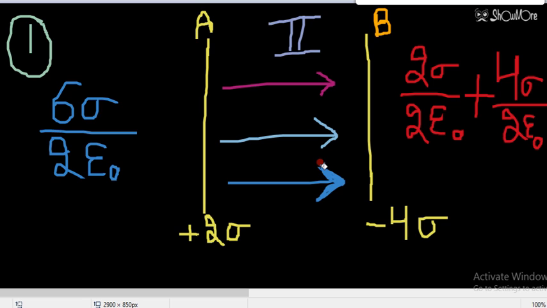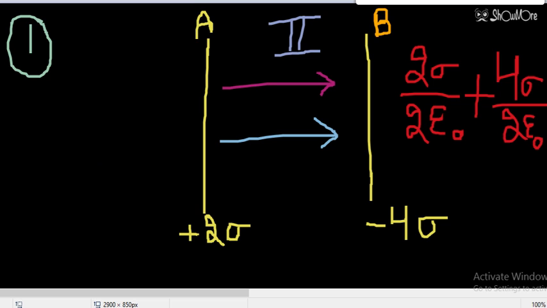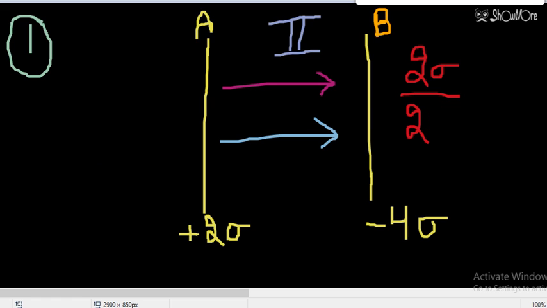Now we have to find the electric field for region 3. You can note down this answer. Okay, now we are going to discuss the electric field in region number 3.